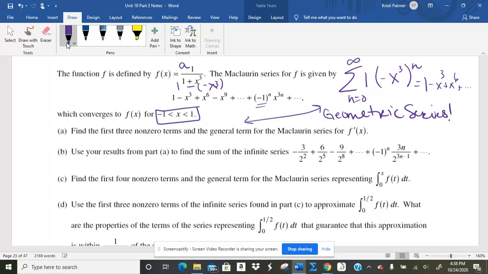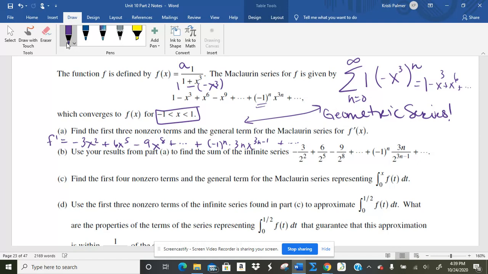And that's going to be important that I can identify that in the problem, because it's going to make my life so much easier. All right, so A, find the first 3 non-zero terms in the general term for f prime of x. So on this one, I would go term by term. That goes to 0. There I go. Hopefully you could do that one pretty easy.